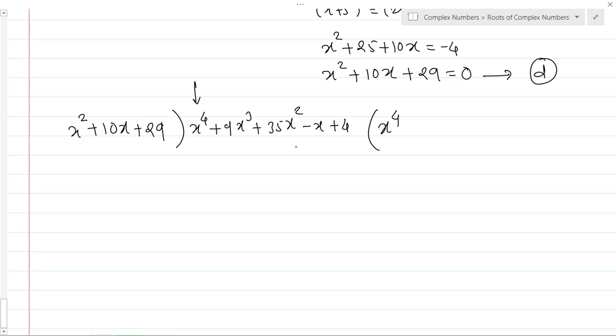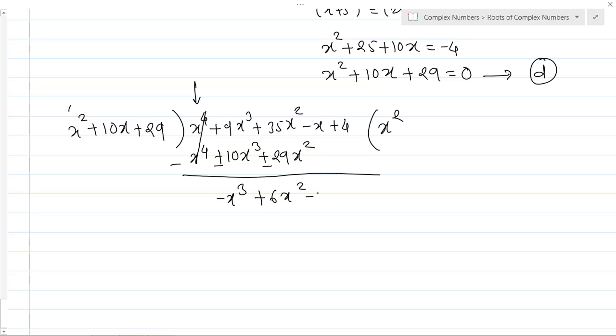So here we have x square, not x4, x square. So x square into x square is x4, 10x into x square is 10x cube, 29 into x square is 29x square. So let's subtract: minus, minus, minus, these two cancel, this becomes minus x cube, this 29 and this 35, that is 5 and 6, so plus 6x square minus x plus 4 as it is.